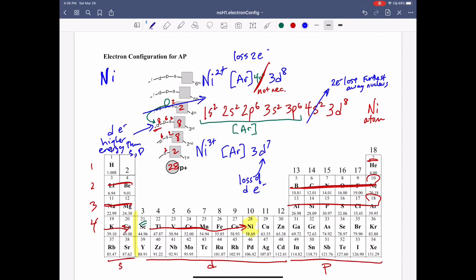Just as before, of course, the nickel atom is larger than the nickel ion because, when those valence electrons are lost, the nickel ion exists in green, which would be smaller.